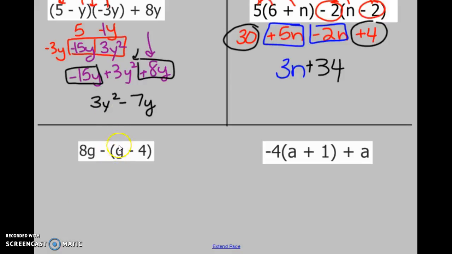Here's another tricky one because we do have parentheses. We really need to distribute this negative 1. Negative 1 times g is negative 1g. Negative 1 times negative 4 makes a positive 4. That 8g is out front. So combine our like terms. 8g minus 1g is 7g. So we have 7g plus 4.